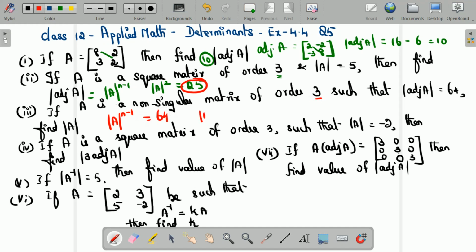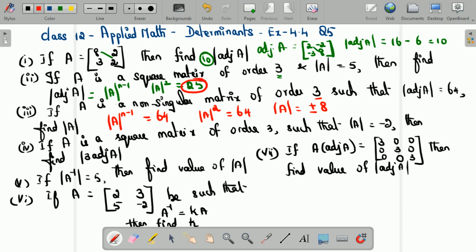We know the order is 3. That means this is going to be determinant of A, the whole squared. 3 minus 1 is 2. So the whole squared is equal to 64. So the determinant of A value can either be plus or minus 8. So that is the answer. You have to accept both the answers, so write it as plus or minus 8. Take up the fourth subdivision.